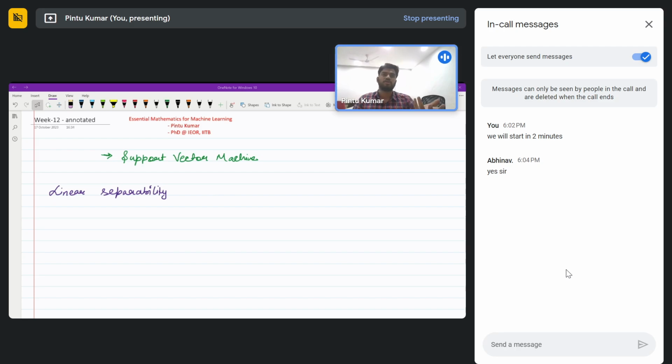During the tutorial, at any time, if you have any doubt, you can unmute yourself or you can type it in the chat box. I'm looking at both of them. So yeah, I'll begin.